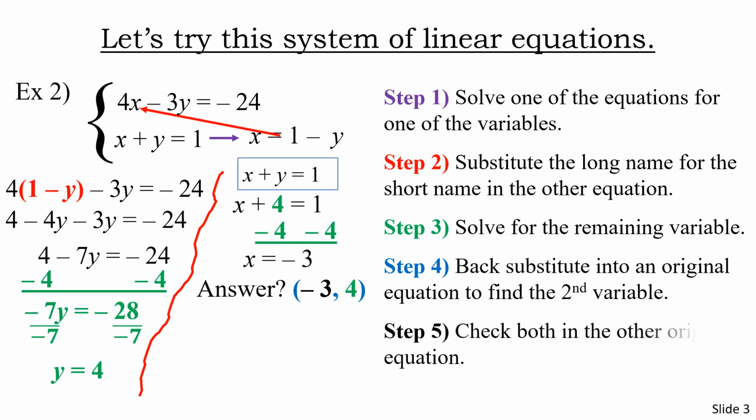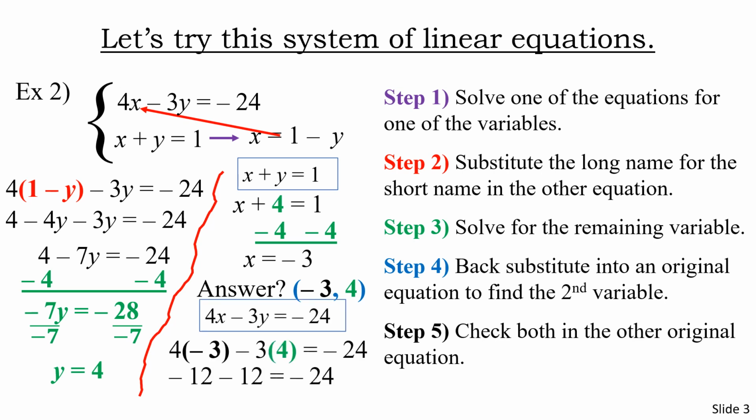Step 5, check both in the other original equation. My other original equation was 4x minus 3y equals negative 24. Since I've used the bottom one to find my second variable, I have to check them in the top equation. I plug in negative 3 for x and 4 for y, and I get a true statement. So there's the answer, negative 3 comma 4, because it checked.